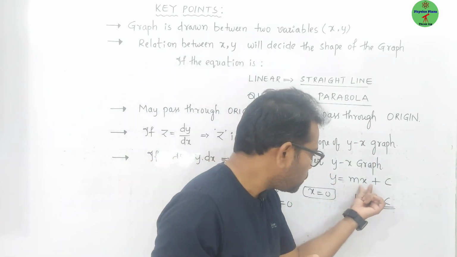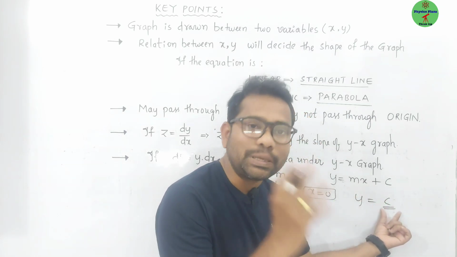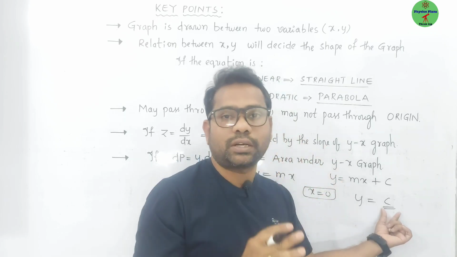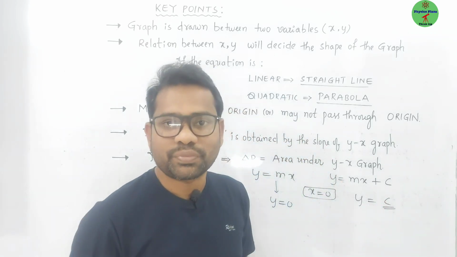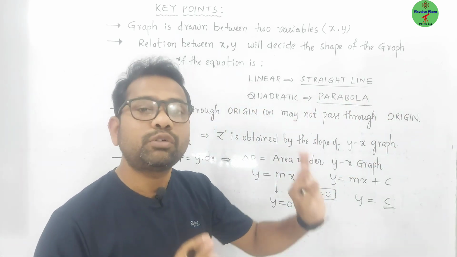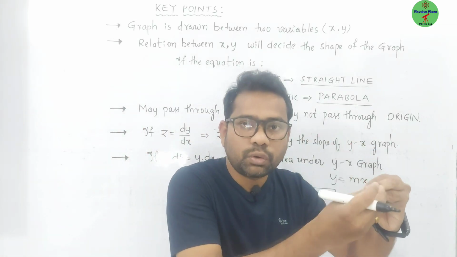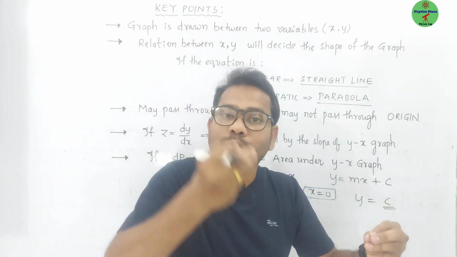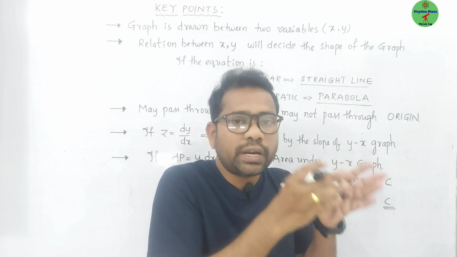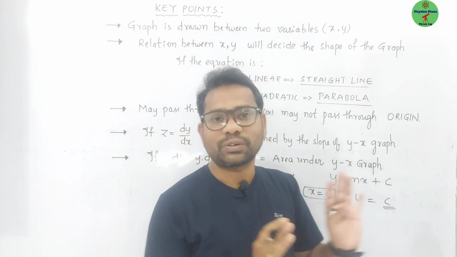If you substitute x is equal to 0, you are getting some value for y, that is, there will be some y intercept, which means what? That straight line doesn't pass through the origin. The same thing happens with the parabola also. You have to check in that equation: if you substitute x is equal to 0, if y is equal to 0, then that parabola starts from the origin. If you substitute x is equal to 0 and you are not getting y is equal to 0, then that won't start from the origin.